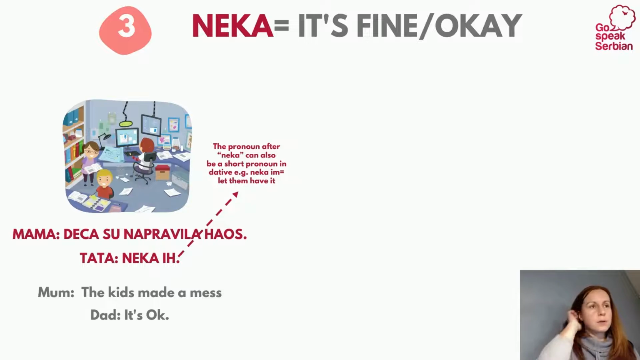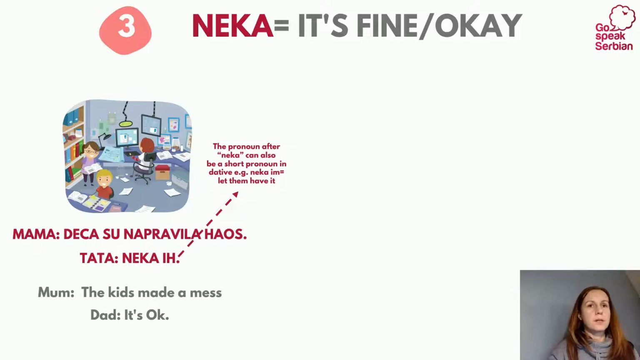Or for example, if you want to say that it's okay that a female person did something, you can say neka je, let her be, it's fine, it's okay. There is another situation in which we use the pronouns in dative after the word neka, and this alters the meaning a little bit. So if you say, for example, neka im, we would translate it also as it's okay, it's fine, but more in the context of let them have something, neka im.